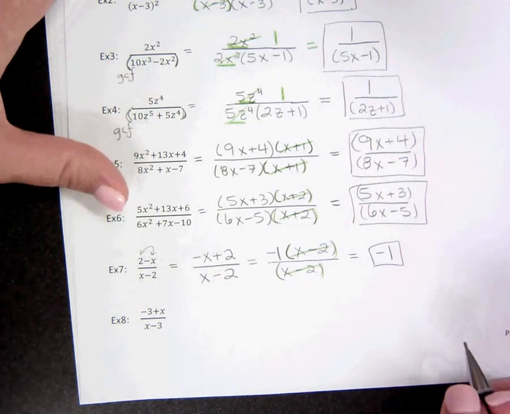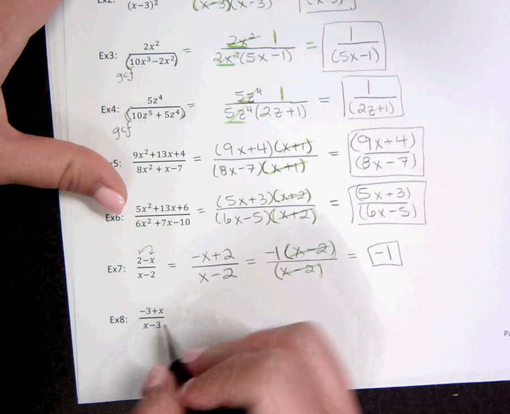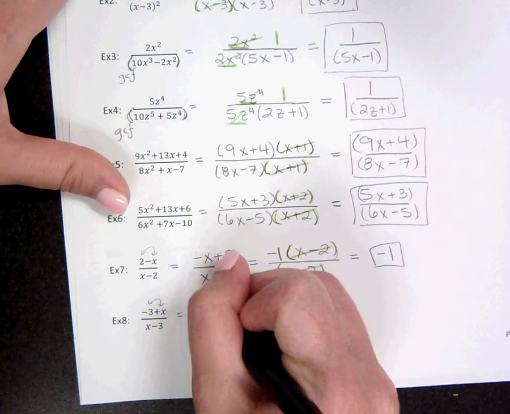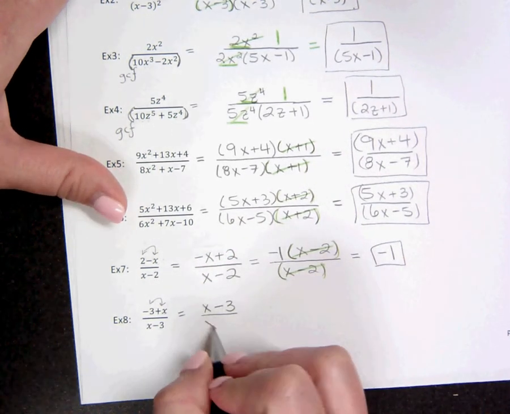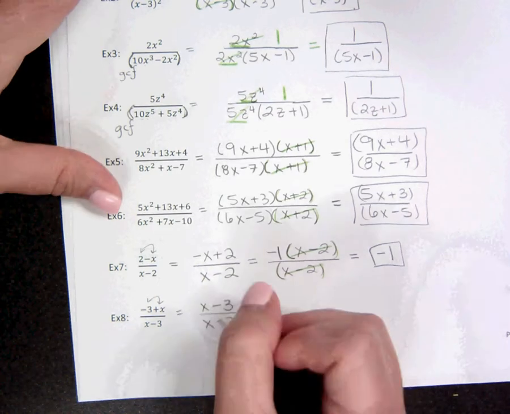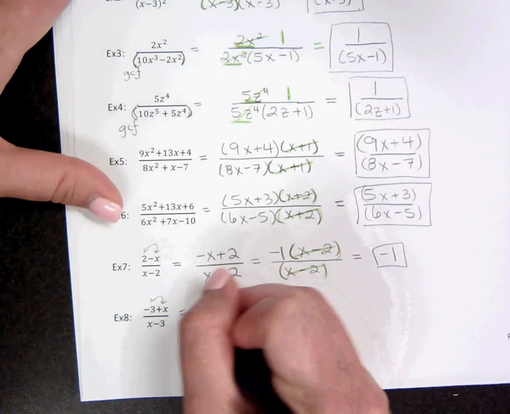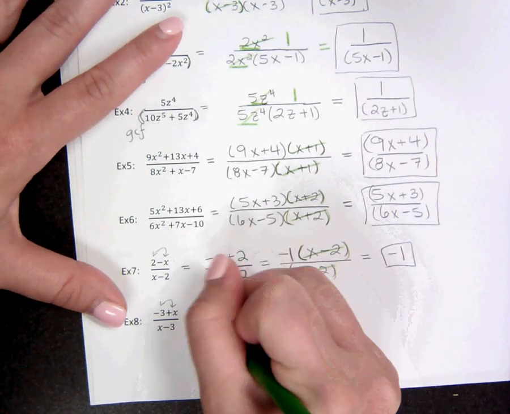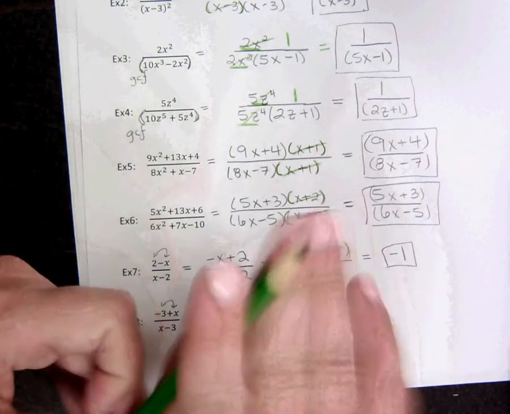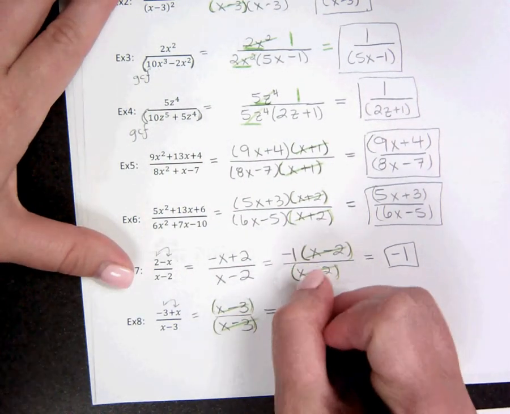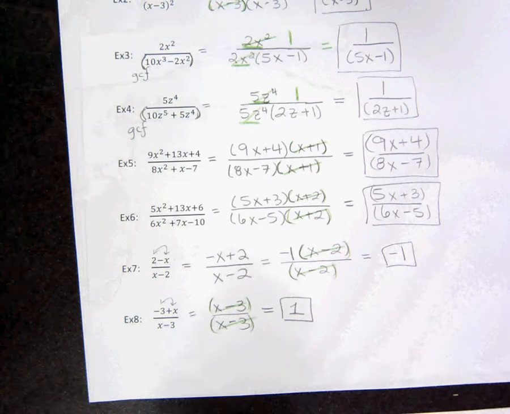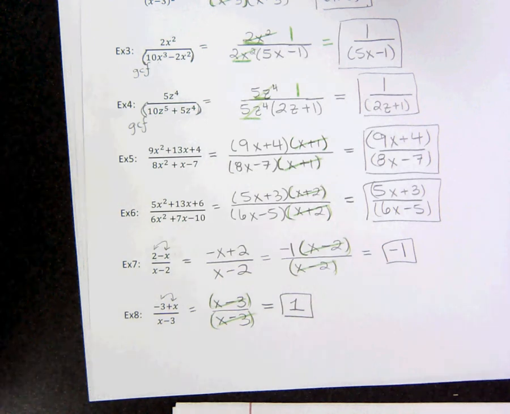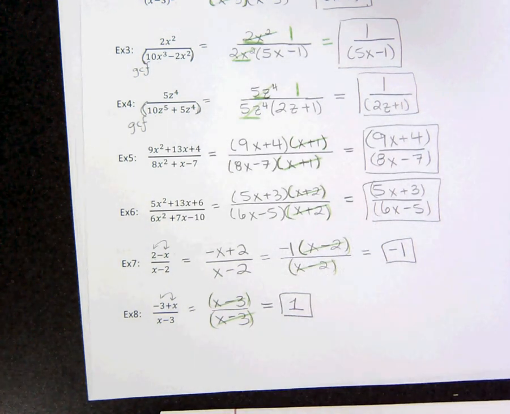Same idea on example 8. Just have to pay careful attention. I always like to put the x variable first. So I'm going to make that x minus 3. And then you'll see it matches the bottom x minus 3. If they both divide, if you ever end up crossing everything out, the answer is 1. Not 0, but 1. And that does happen sometimes. You get everything factored out, you start dividing things off. Everything divides off. If you have nothing left, your answer is positive 1.